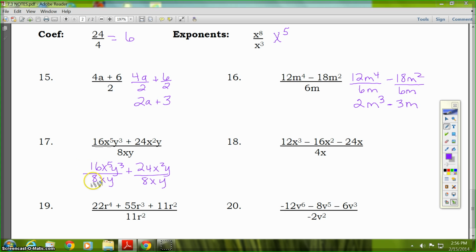So we have 16 divided by 8 is 2. I'm going to subtract my exponents, so I get x to the 4th. I'm going to subtract my exponents. I'm going to get y squared. And then we move on to the other fraction.